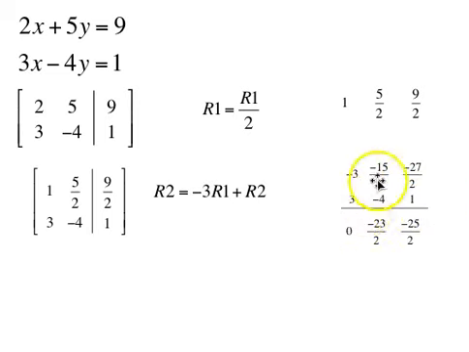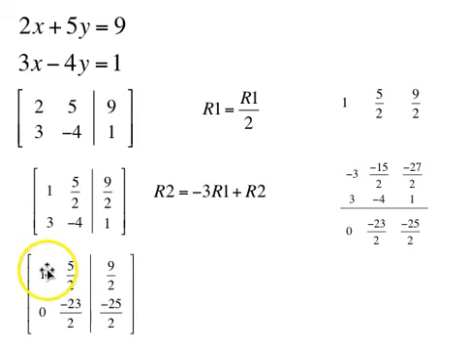-3 and 3 is 0. -15/2 added to -4: -4 is -8/2. So -15/2 and -8/2 is -23/2. -27/2 plus 1 is 2/2. Negative 27 halves plus 2 halves would be negative 25 halves. This now becomes my second row.